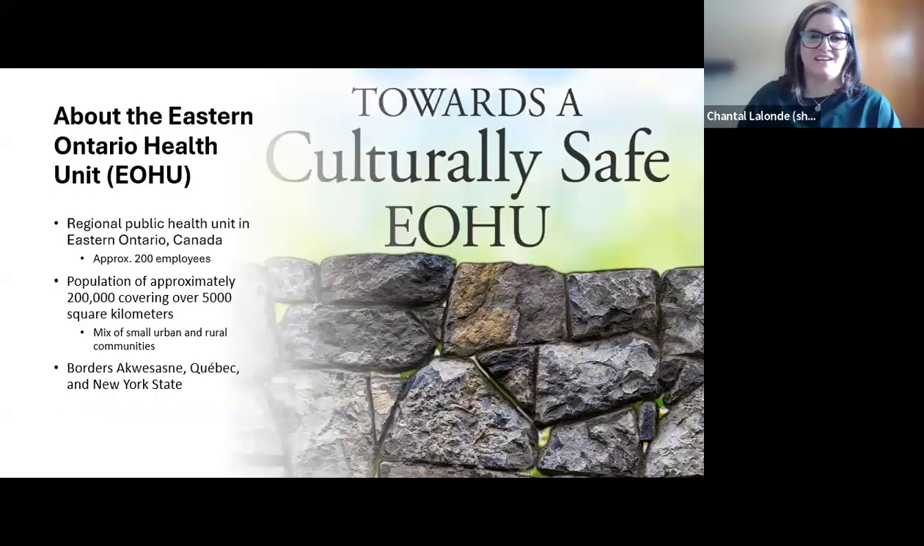Thanks, Karen. So as Karen mentioned, we're providing the perspective today of applying an equity indicators framework to a local organization. We're here today on behalf of our organization, the Eastern Ontario Health Unit. We are a regional health authority, a regional health unit in Ontario, and we oversee a region that is a mix of small urban and rural communities.